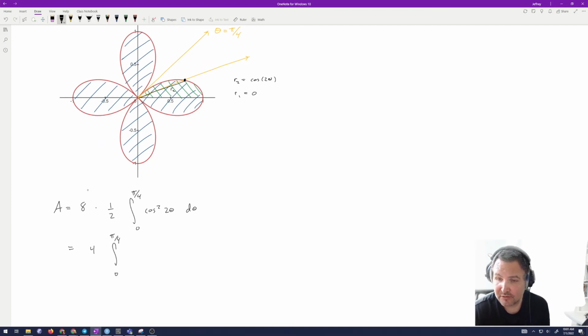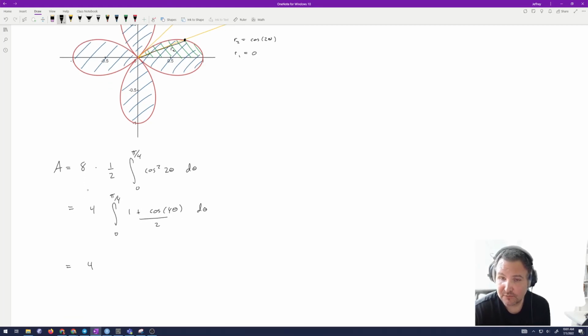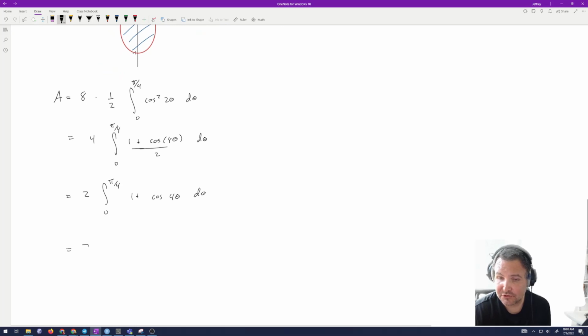And here we get 1 plus the cosine of 4 theta all over 2 d theta. And that's 4 times 1/2. Well, let's bring the 1/2 out. We have this whole thing's 1/2. We bring the 1/2 out, and that's 2. And then we have the integral from 0 to pi over 4 of 1 plus cosine 4 theta d theta. And that ends up being 2 times theta plus sine 4 theta over 4 from 0 to pi over 4.